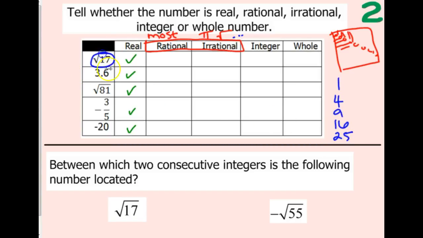17 is not on that list of perfect squares, so that's not rational. It's really one of those weird square roots. It's irrational. 3.6, not one of these. Most numbers are rational. Any decimal, any fraction, that's okay.